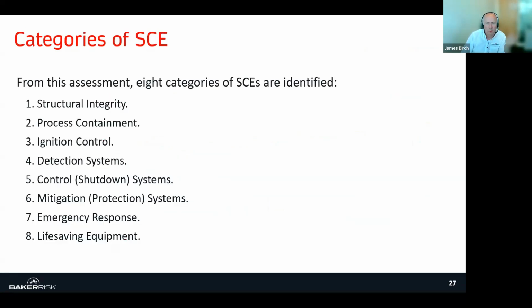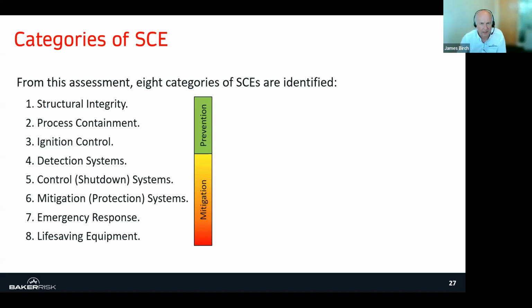So we have typically 8 categories. This is how EGPC addresses it, and that's common pretty much the world over. There are some others that are sometimes identified. And the first 3 here are our prevention systems. The last 5 are our mitigation. So we're wanting to front-end load this. Ideally, we put our effort into prevention so that we don't have to deal with all the mitigation, but we will still have mitigation systems.